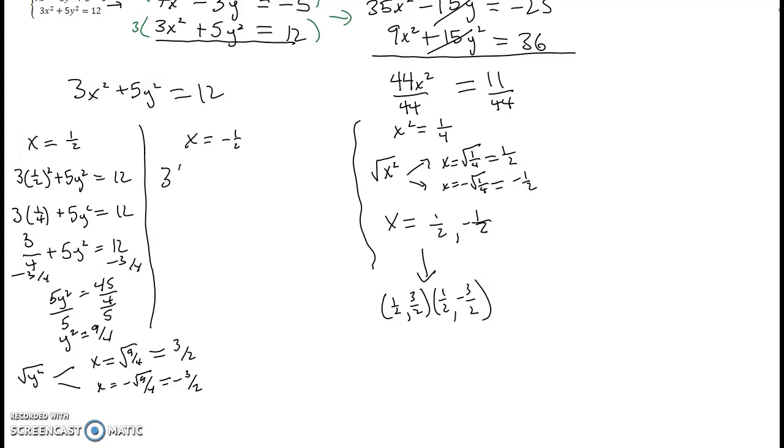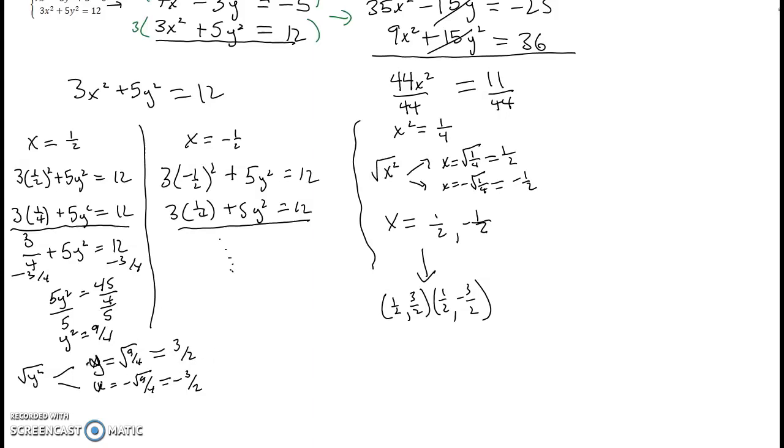So when we plug in negative 1/2, negative 1/2 squared plus 5y squared equals 12. Negative 1/2 squared is also 1/4, plus 5y squared equals 12. And I take a look, hey look, this is the exact same equation I got over here. So you can go through the whole rigmarole of working all this stuff out, but you're going to end up getting the same y values. So you're going to get, this should say y is equal to over here. So make sure you change that.